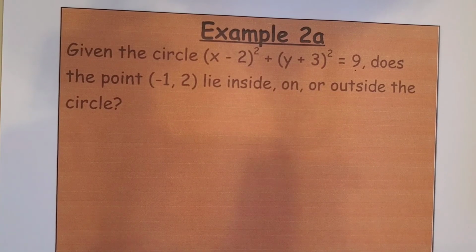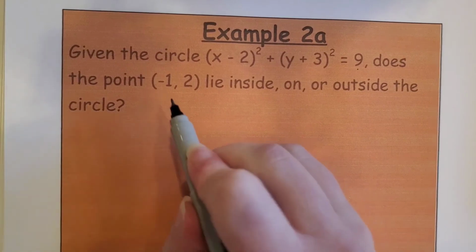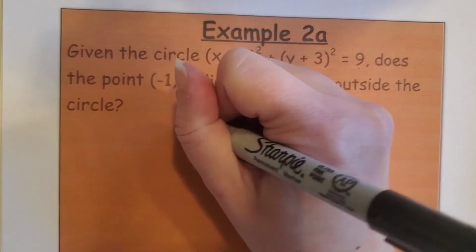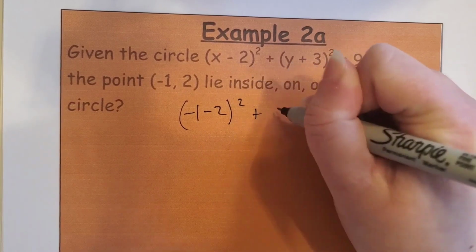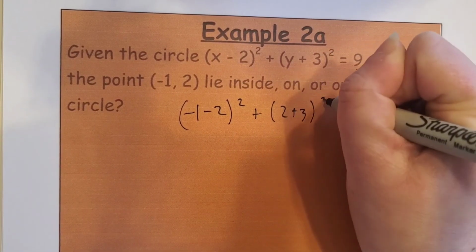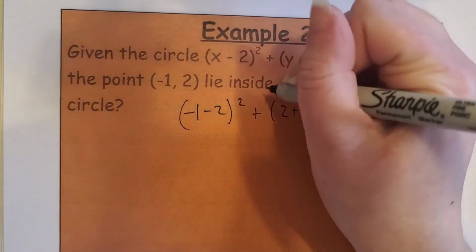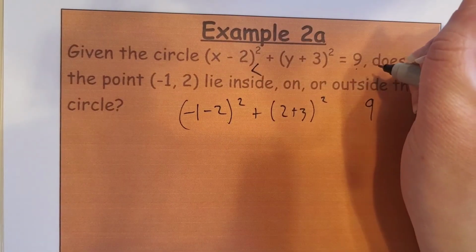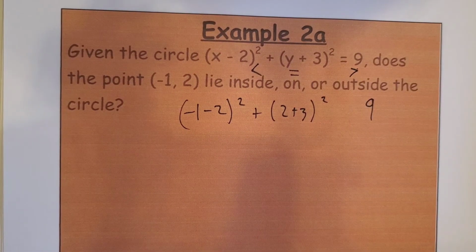Exact same question, just with different numbers. So we're going to do the exact same thing all over again. Plug this point in for x and for y. So -1 minus 2 squared plus 2 plus 3 squared. And we want to see how that compares with this 9. If it's less than, it's going to be inside. If it's equal to, it's on. And if it's greater than, it's going to be outside.